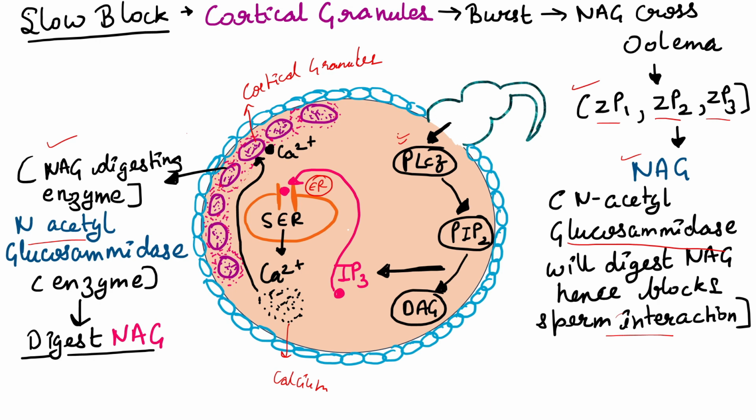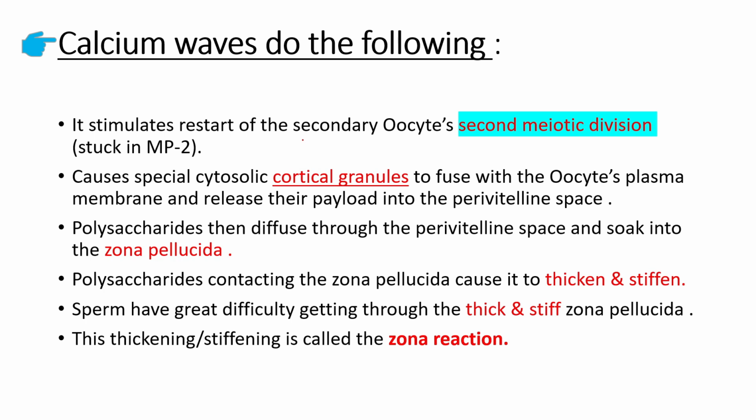So this was the chain of reactions which is following up to the release of calcium ions. Once the calcium ion binds to the cortical granules, it will result in the digesting of the ZP layers, right? So this was the process of slow block to polyspermy. Now moving further, calcium waves follow.